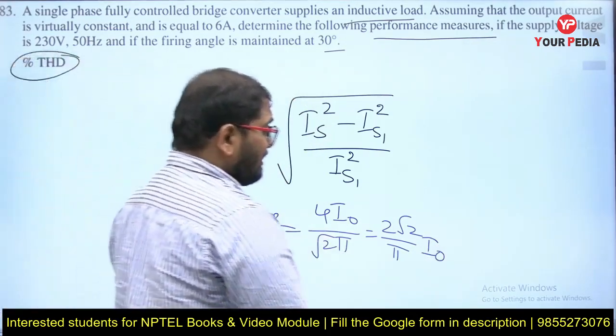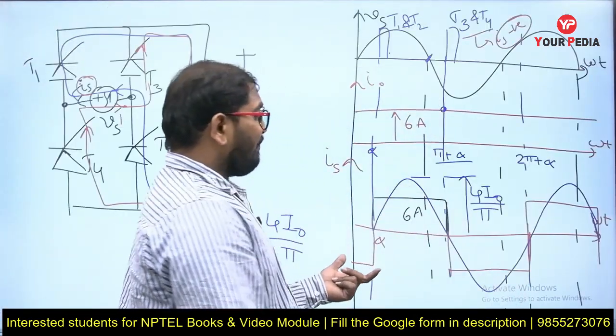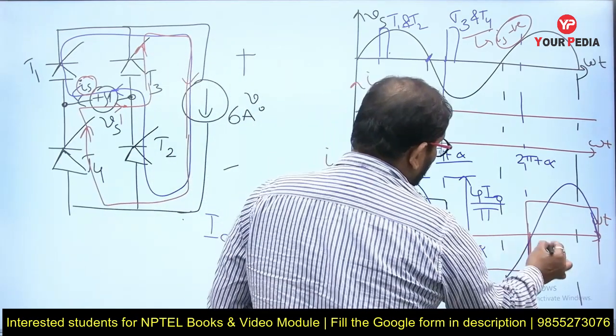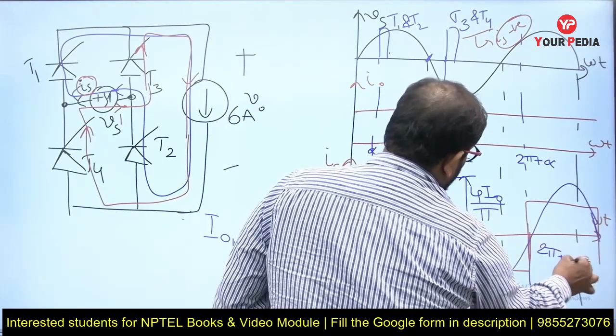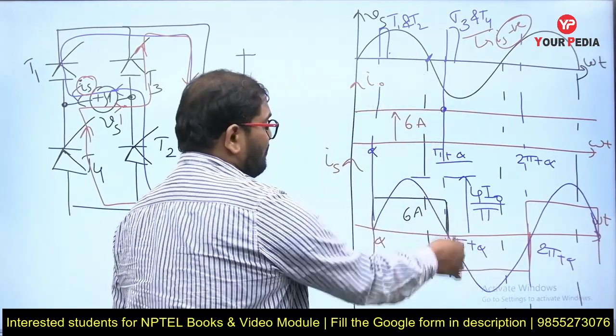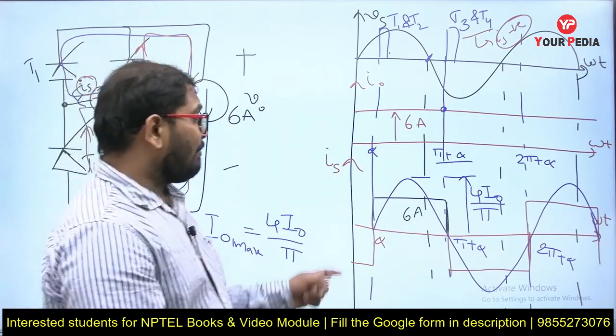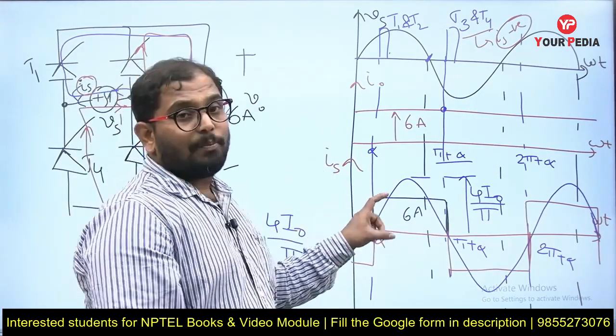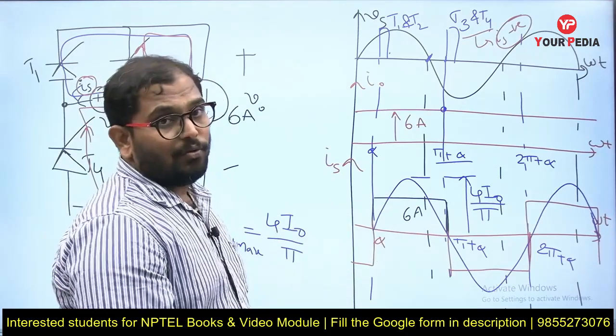And as it is a perfect square waveform from alpha to pi plus alpha to 2 pi plus alpha, what is the RMS value of this square waveform? The RMS value of a square waveform is the same as the peak value of the square waveform.